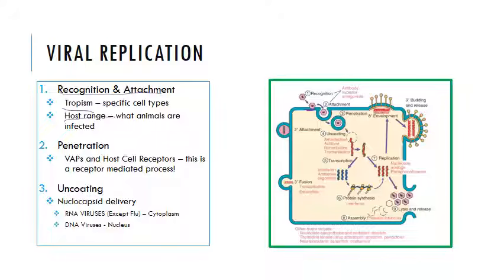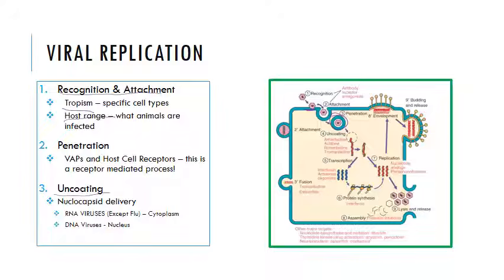So the next step is penetration. Most viruses are taken up in some sort of vesicle. This occurs when interactions between multiple VAPs and cellular receptors initiate this internalization of the virus. Endocytosis is a normal process used by the cell to uptake receptor-bound molecules like hormones and other things, but it's also used to take up viruses.